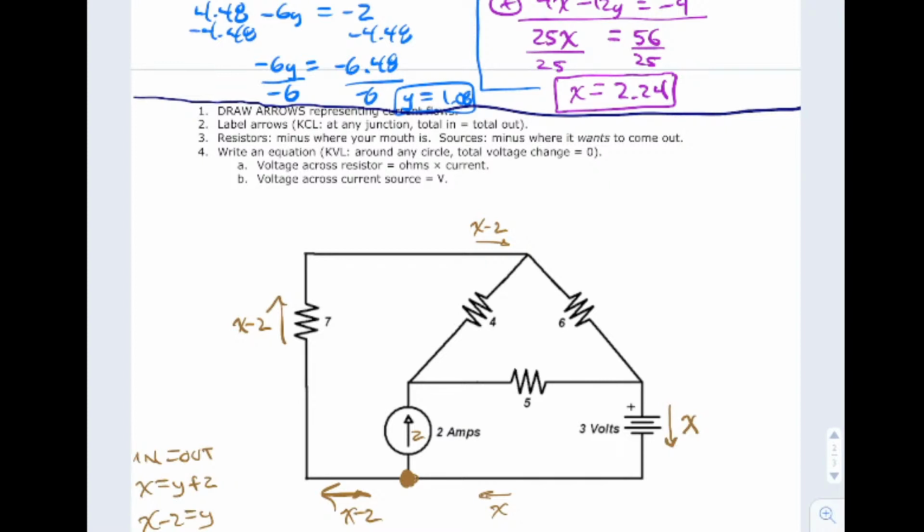Now I'm over here at this junction. What's going to happen? Well, I don't really know. So I'm just going to guess that the current splits and some goes to the left and some goes to the right. It's a good enough guess. Remember, if I'm wrong about the direction, I'll just get a negative answer, and I ain't scared of no negative answer. So I'll just be fearless. I'm going to say that current splits. Cool. Now, what's this one? Y. Got to call it something.